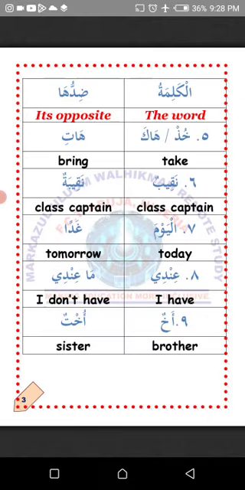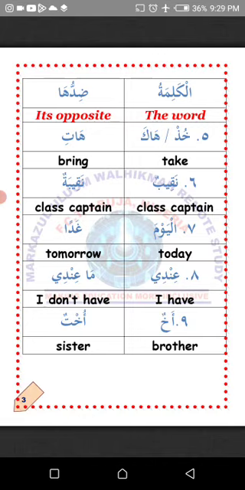Al-kalima, the word. ضدها, its opposite. Khamsa, number 5: hudh, take. If you are commanding a single female person to take, you say hudhi, take. Haka also means take. Haka al-qalam, take the pen. Haka al-kitab, take the book. Haka is applicable to both male and female without any grammatical change.